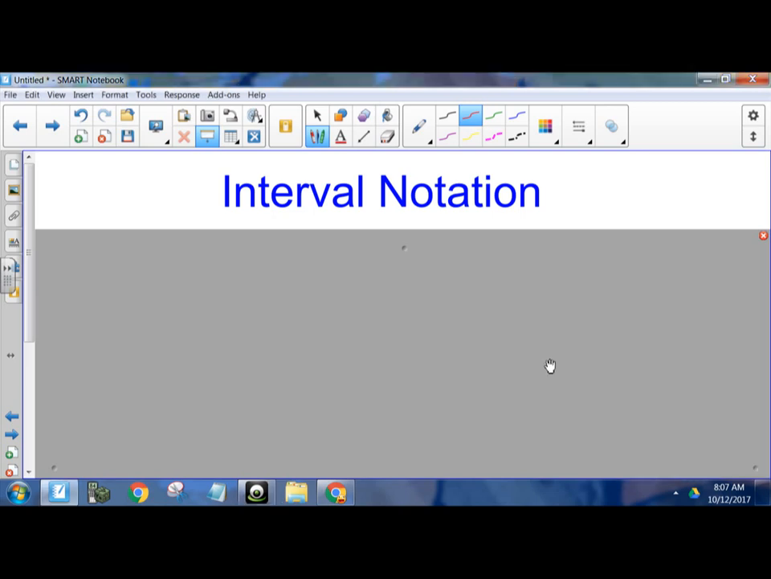Let's talk about a brand new notation called interval notation. Interval notation is another way to represent a set. For example, inequalities, graphing, those kinds of representations. Interval notation, however, is concise, it's quick, it's easy, so that's why we use it when we're talking about these sets. So let's talk about how to do it.